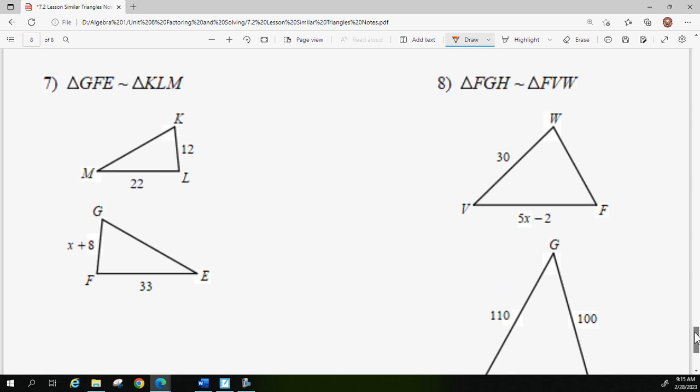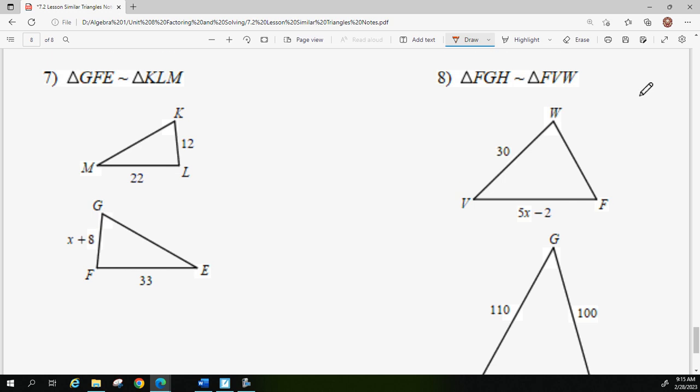I'm going to make this a little smaller.